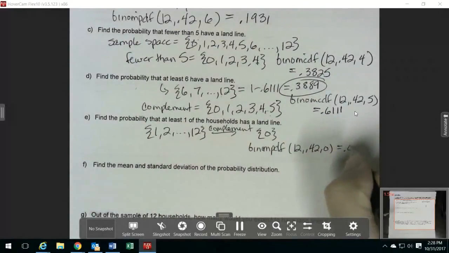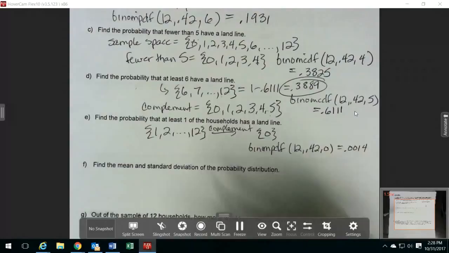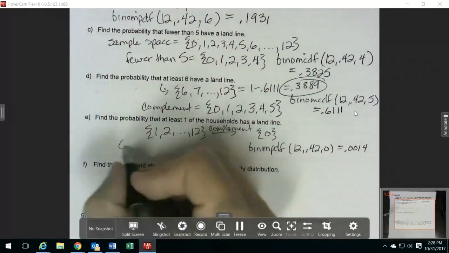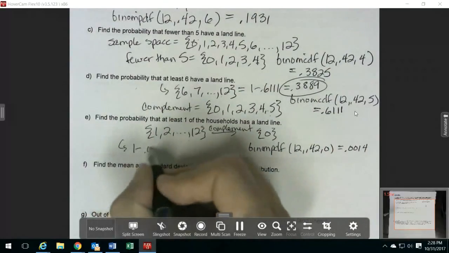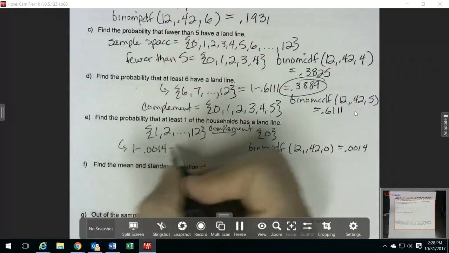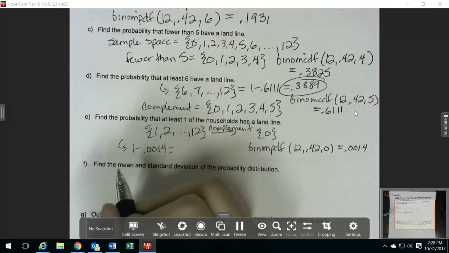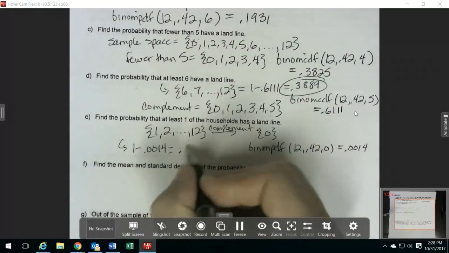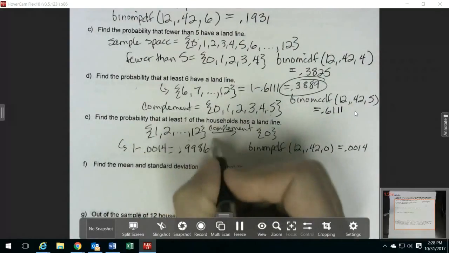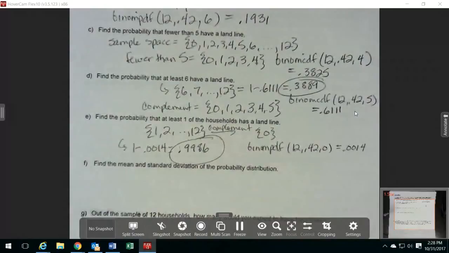So that's 0.0014. So to find the probability for this one, we take 1 minus 0.0014, which would give us 0.9986. So that's the answer for that one.